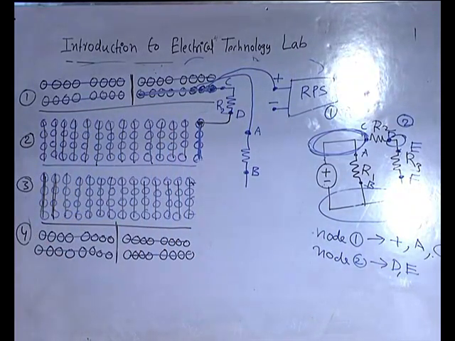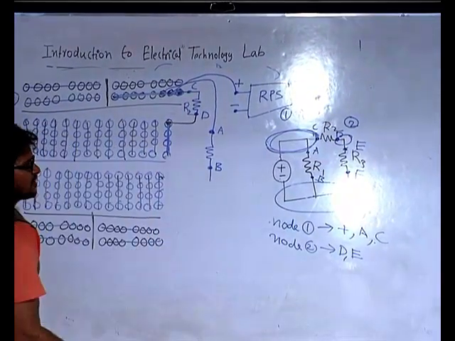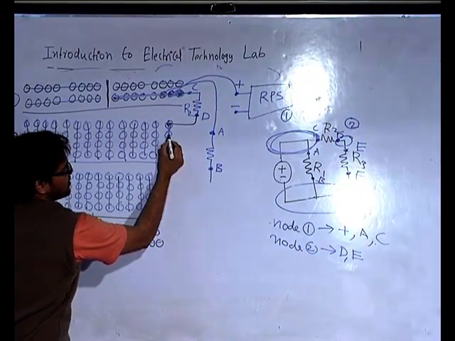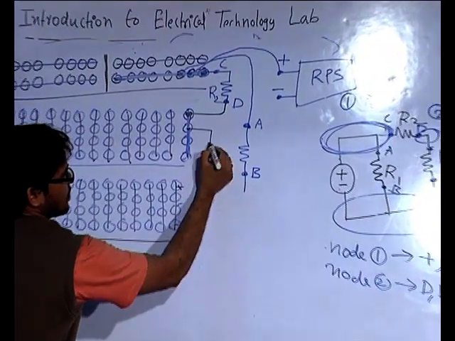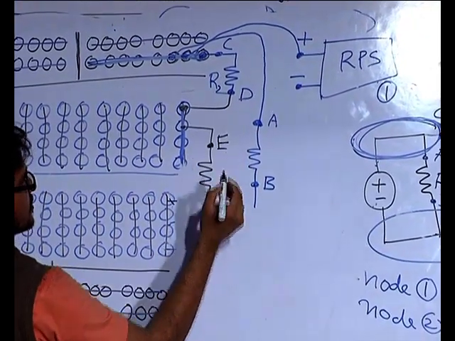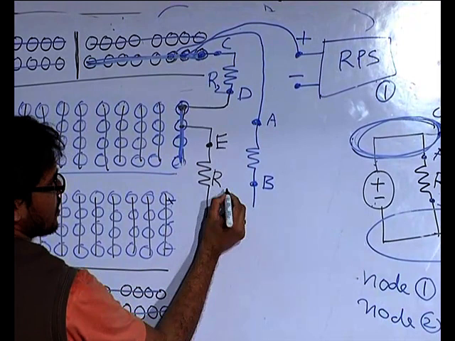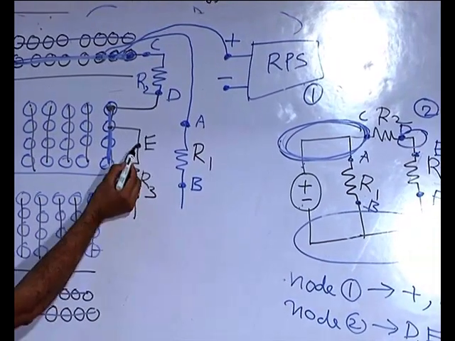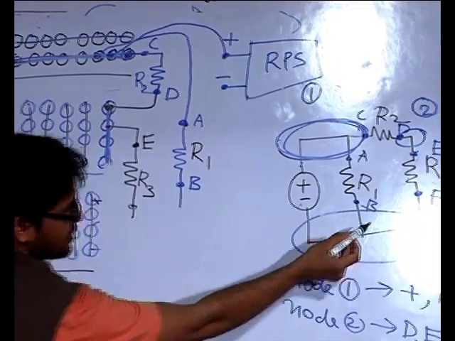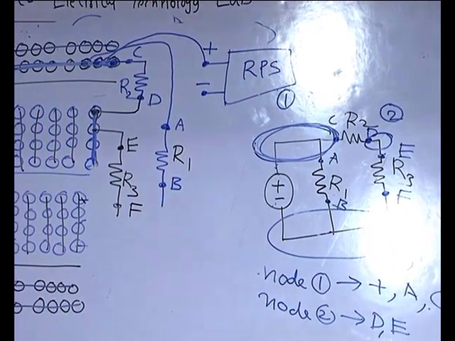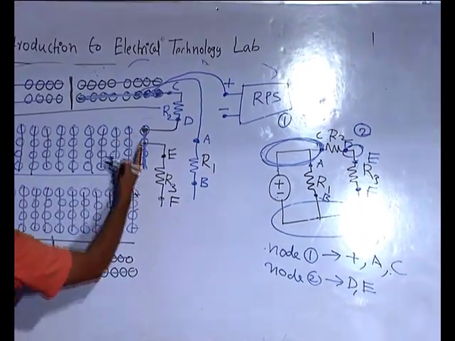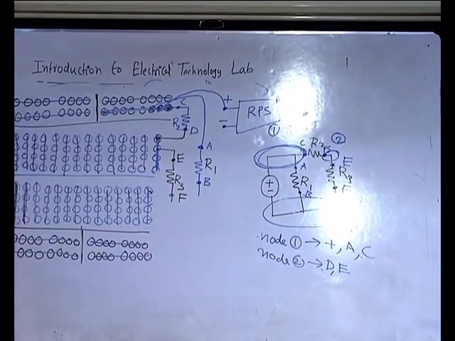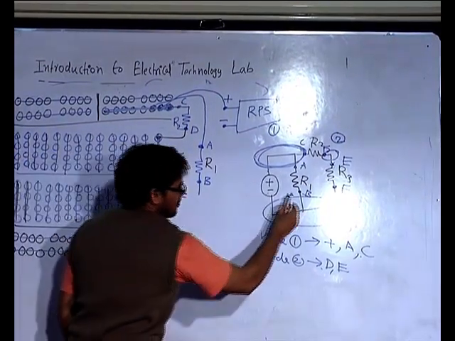That's D over. Now where is E? E is nothing but the terminal of your R3. So let me connect E here at this point. This point is E here. That is, this resistor is R3. Of course, this is R1. So this is E here, and the other end is F here. So at node number 2 you have D and E. I have connected D here and I have connected E here. Next, let me go to node number 3.